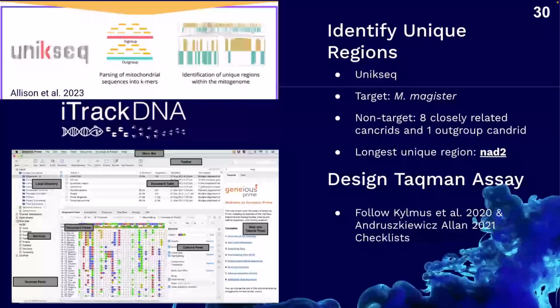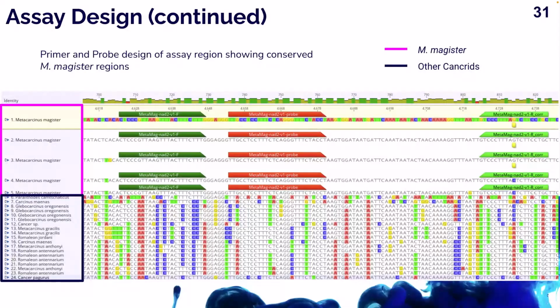And from there, we designed our TaqMan assay following Klymus et al. 2020 and Andruszkiewicz Allan 2021 checklist. And from here, we can see when we align our primers and probes that we designed to Dungeness crab, which is at the top, and to the bottom, which is all the other cancrid species, we're seeing we have that highly conserved region for the Dungeness crab, having more than a 2 base pair difference in our reverse, more than 9 in our forward primers, and more than 4 in our probe.